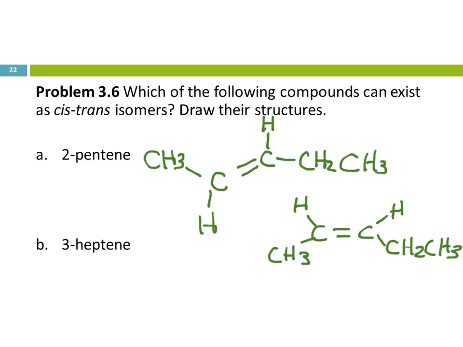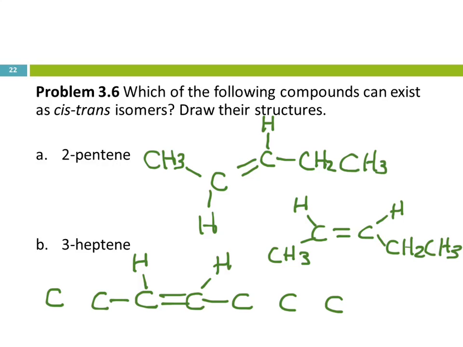3-heptene. 7 carbons. 1, 2, 3, 4, 5, 6, 7. Yikes. 3-heptene. There's a double bond on the third one. So this is going to have a hydrogen. That one's going to have a hydrogen. And this guy's going to have 2 hydrogens. That one's going to have 3 hydrogens.